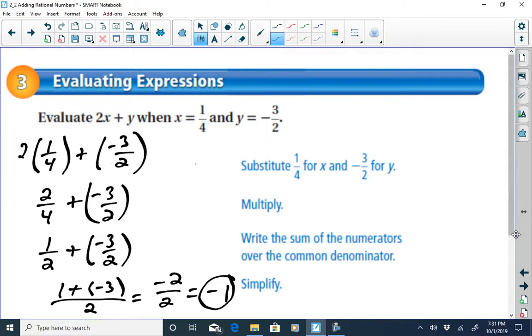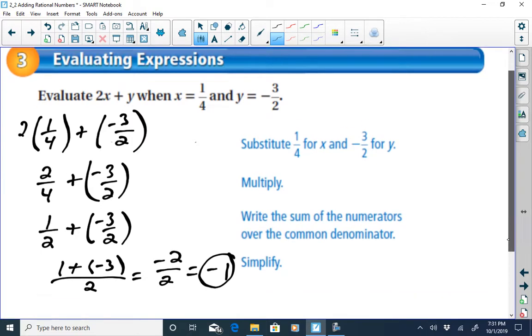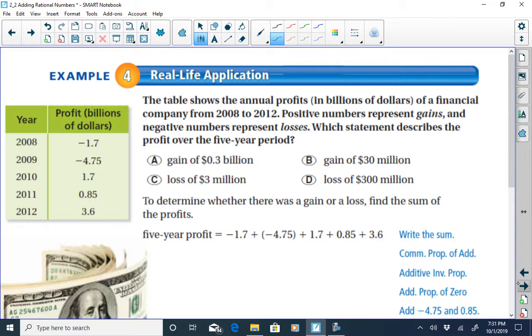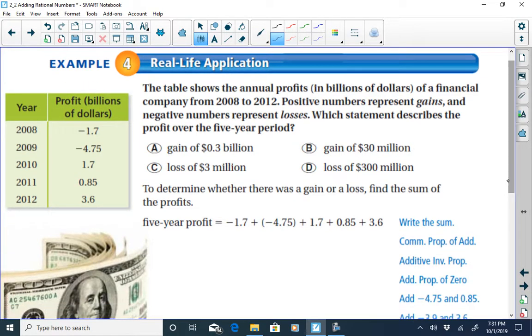All right, so remember the steps. We're replacing the variables with numbers when we evaluate the expressions, and then we have to use our order of operations. Okay. All right, here we have what they're calling a real-life application. It says that the table shows the annual profits in billions of dollars of a financial company from 2008 to 2012. Positive numbers represent gains and negative numbers represent losses. Which statement describes the profit over the 5-year period?